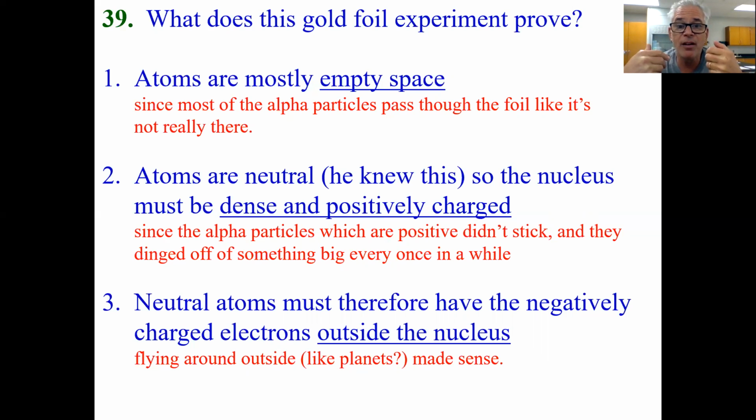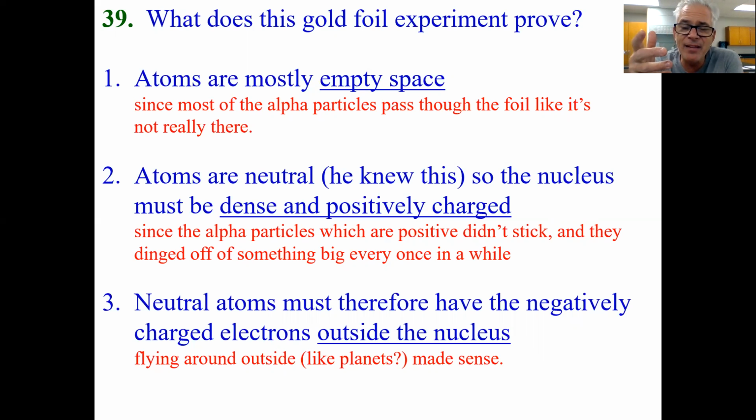They bounce off. So if the atoms were built in a certain way, they'd have to have a dense center that was positive, but the atom was neutral, so he had to put the electrons outside flying around, because then you could have a very dense center that gave most of the mass of the atom, and then you could have these negative electrons flying around the outside, maybe like planets, that could neutralize the positive and negative charge, right?